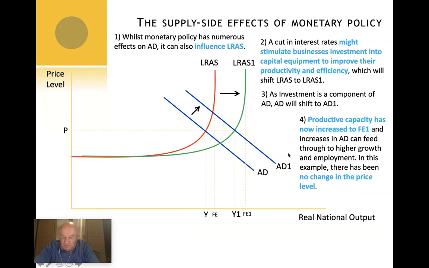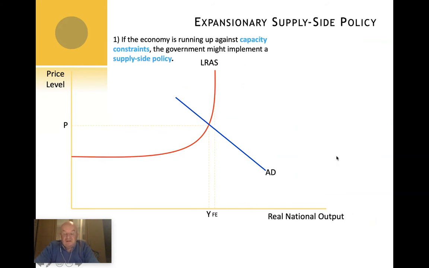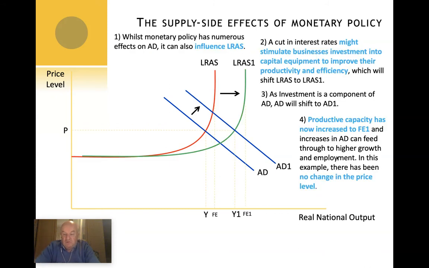So in this instance, what we've done is moved from FE to FE1. Our productive capacity has increased, and AD, aggregate demand, can also feed through into higher growth in terms of output, and then also employment, because more people will be needed to do the jobs to satisfy the demand for extra goods and services. Okay, and you can see in this case that's been done because we've had an outward shift in LRAS, in addition to an increase in aggregate demand.